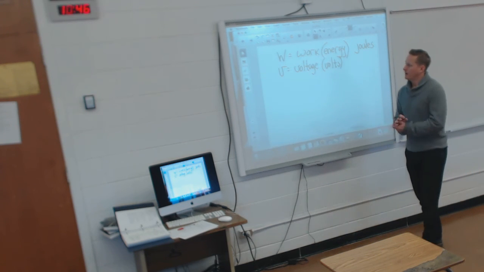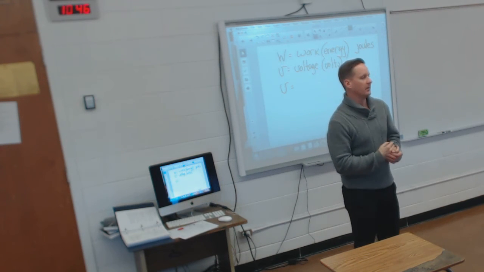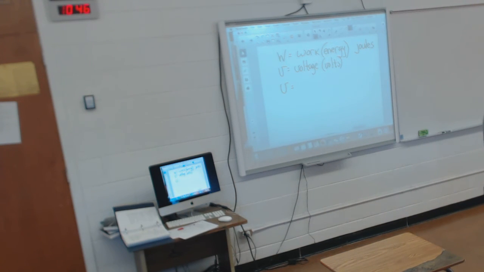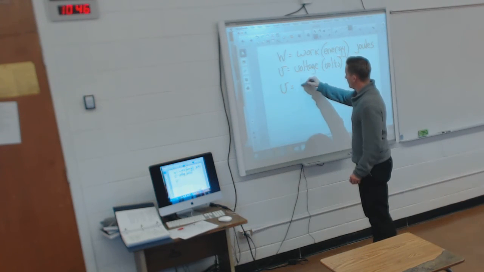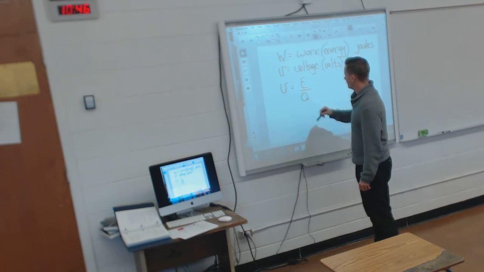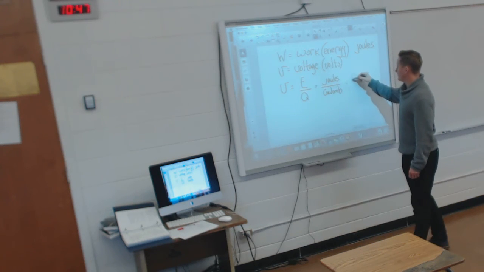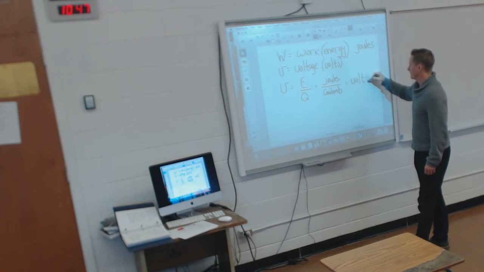Now, electric potential, which is our voltage, is found by taking the amount of work required to move a charge a certain distance. So what we will use is E over Q, which then means that I have joules per coulomb, which gives me volts.